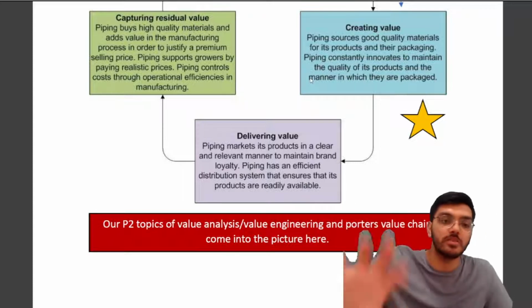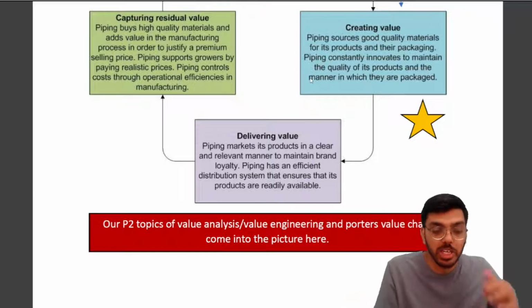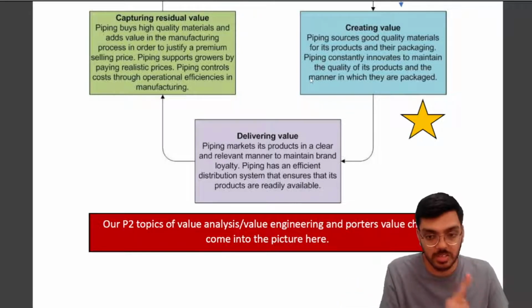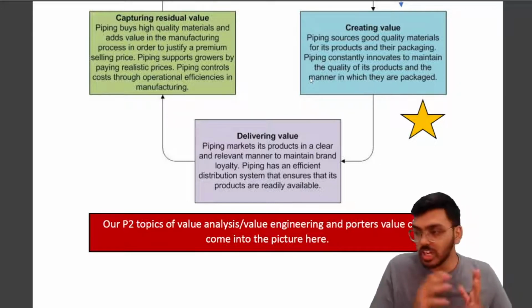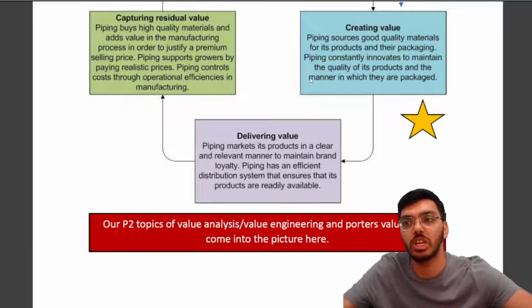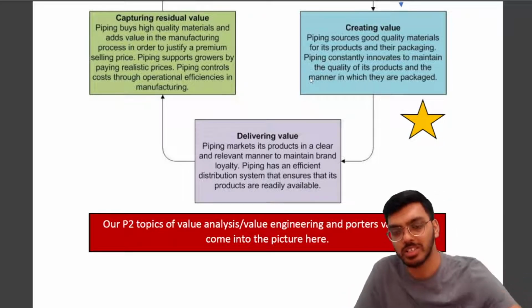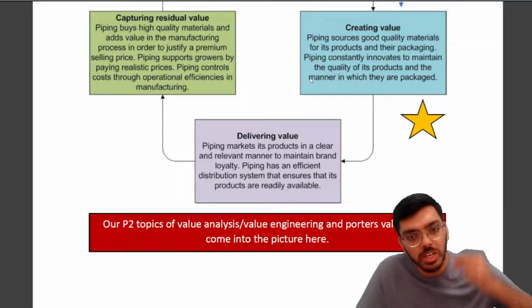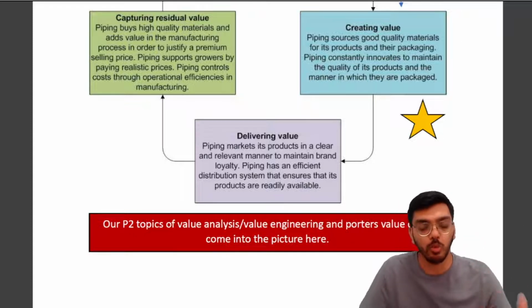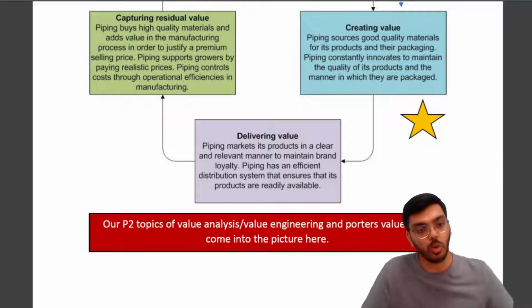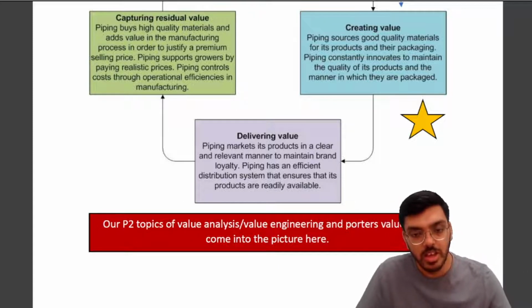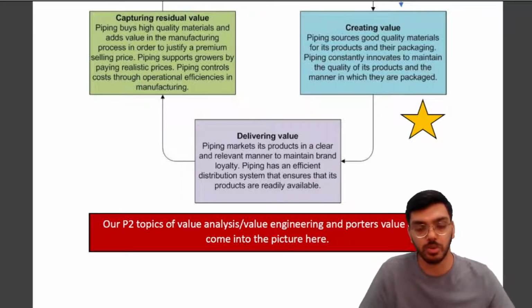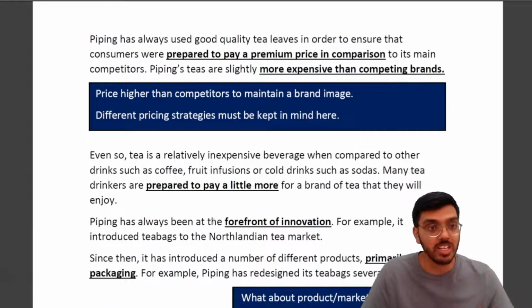And by looking at this value analysis, our P2 topics of value analysis, value engineering, the Porter's value chain come into the picture. They can clearly give you a diagram of the Porter's value chain, telling you that these are primary activities, support activities for piping. Please explain what it actually means. You'll only be able to do that if you have knowledge of what the Porter's value chain is, what piping's business model is. And that is why we are spending time in this pre-seen. That is why we are going through every part of the pre-seen in detail and not missing out on anything.